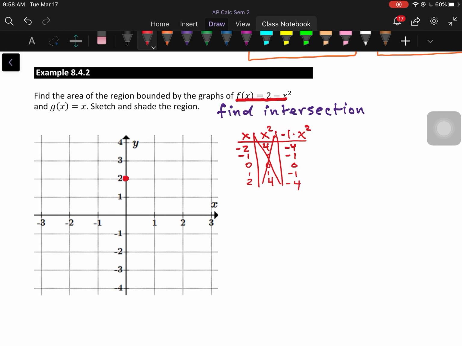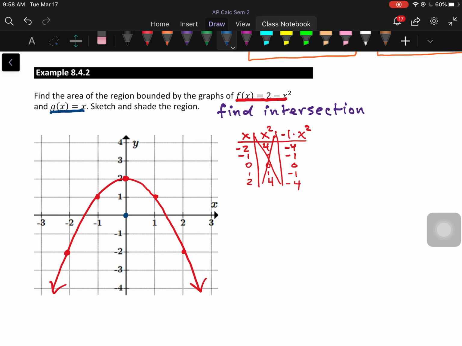I graph that from my vertex, which of course is going to be at 0, 2. And I just go left 2, down 4. So we're at -2 here. Left 1, down 1. 0, 0, 1, -1. 1, 2, down 4. And then just kind of sketch the graph. All right, there you go. There's the parabola. Let's do the line y equals x.